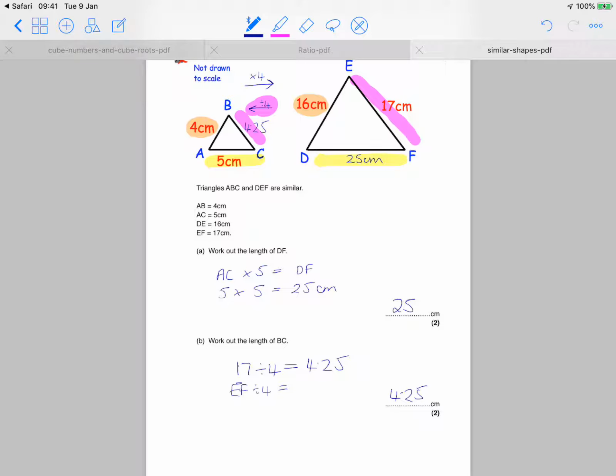So I've used colour to highlight which sides are in ratio or are corresponding to each other, but you've always got to make sure you figure that out before you do any calculation.